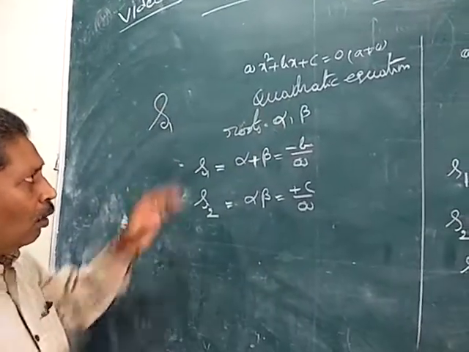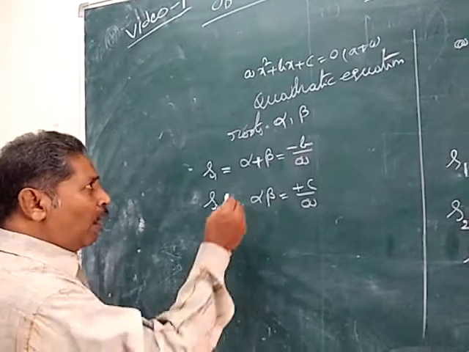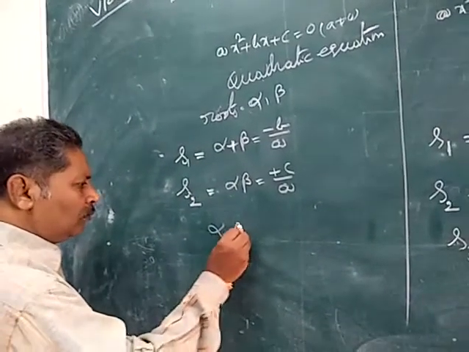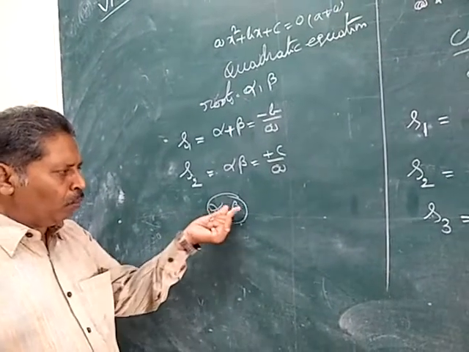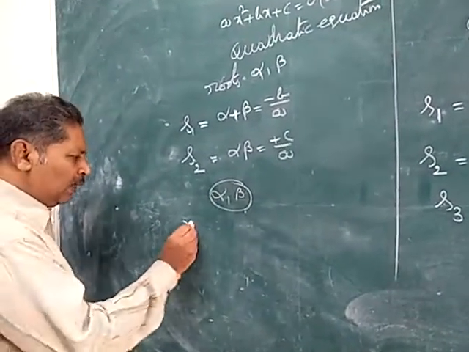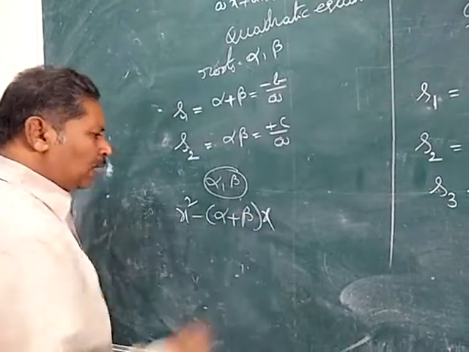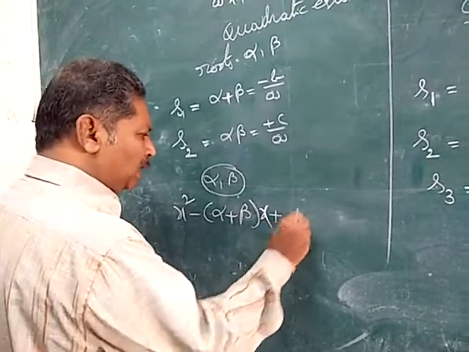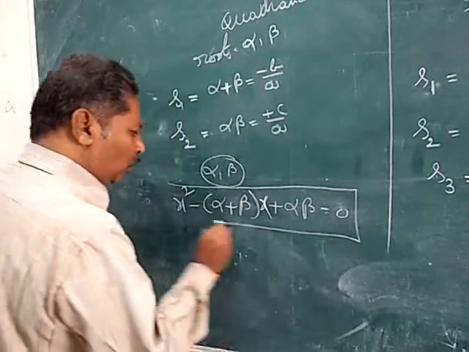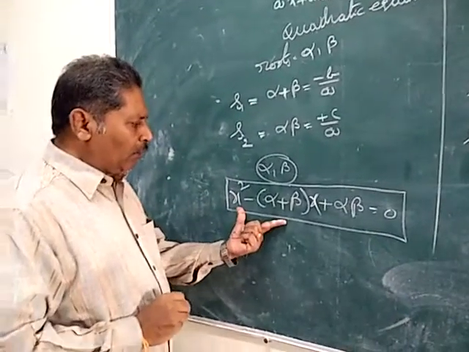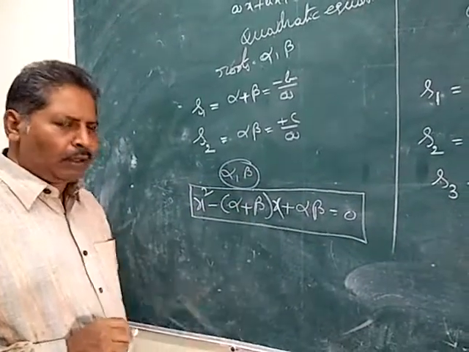Already we know the formula for the quadratic equation whose roots are alpha and beta. That is x square minus (alpha plus beta) into x plus alpha beta equal to 0. The quadratic equation whose roots are alpha and beta is this one.